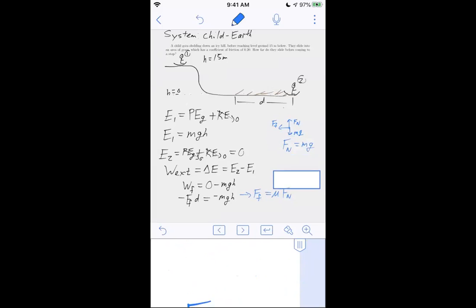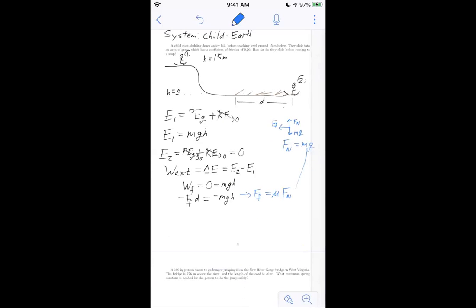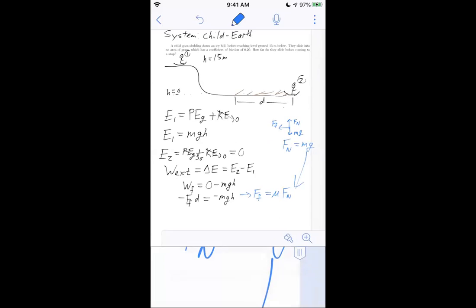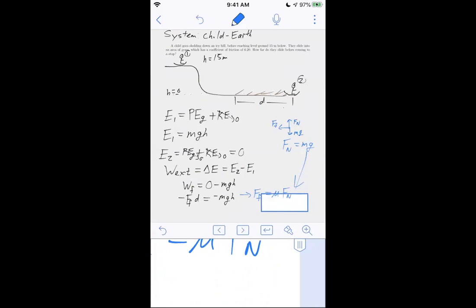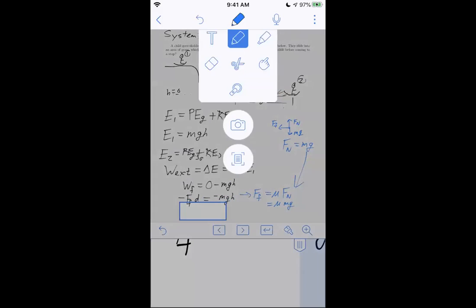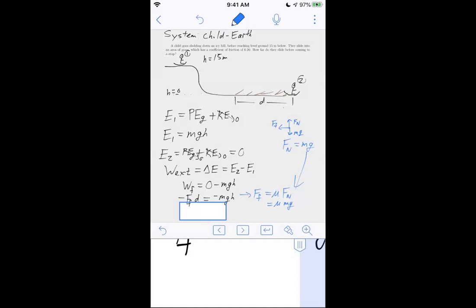Right, so I can take that and insert it down here, which gives me mu mg is the force of friction. Okay, so bringing that back over here. Now, one thing to note here is we can't actually calculate a value for the force of friction, right? Because we know mu, we know g, but we don't know the mass. So we have to do this one algebraically.